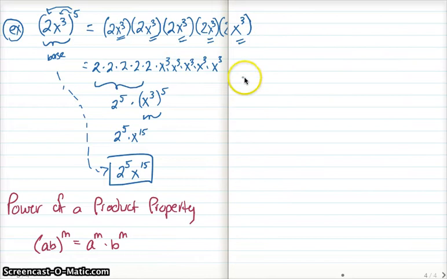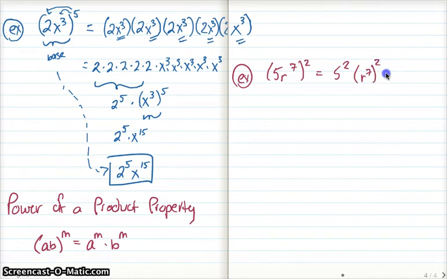Let's take a look at another example. Let's say we had 5r to the 7th squared. This is equal to 5 squared times r to the 7th squared, which is equal, and let's go ahead and do 5 times 5. 25 r to the 7 times 2 would give you 14. Okay, so this is the most simplified we can get here.